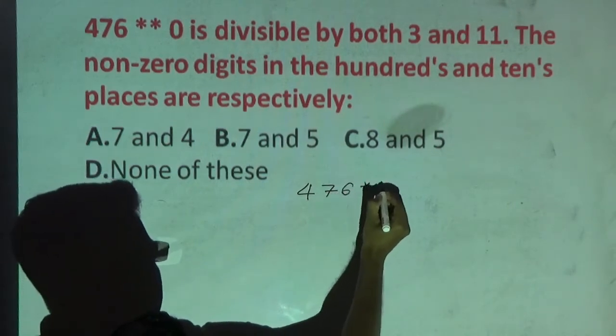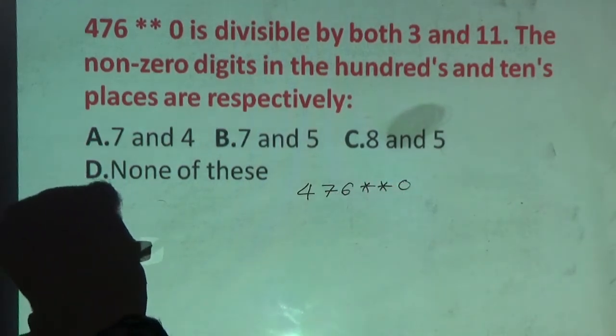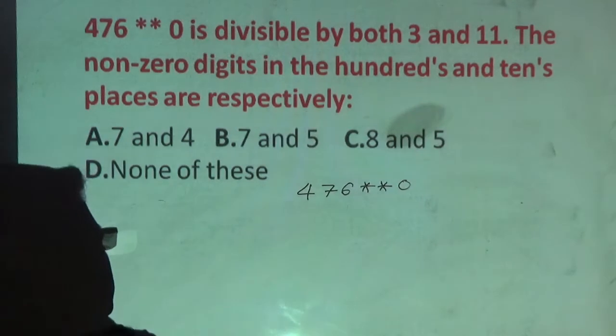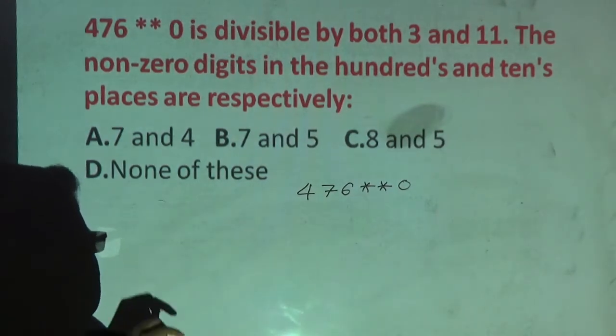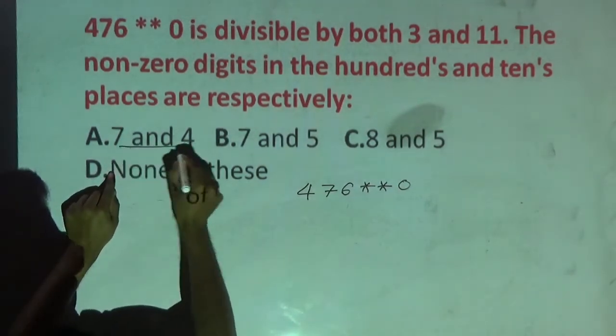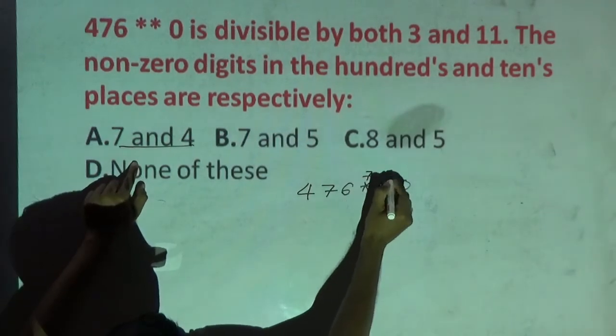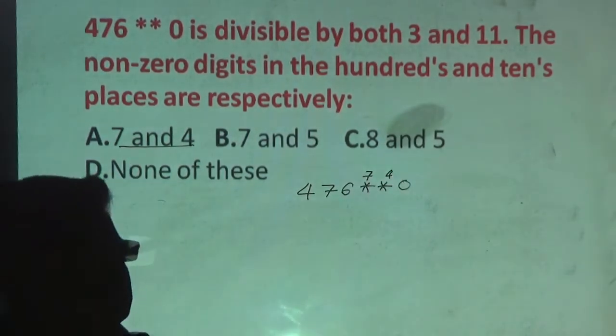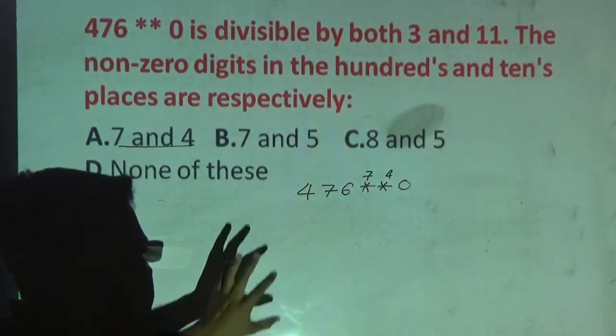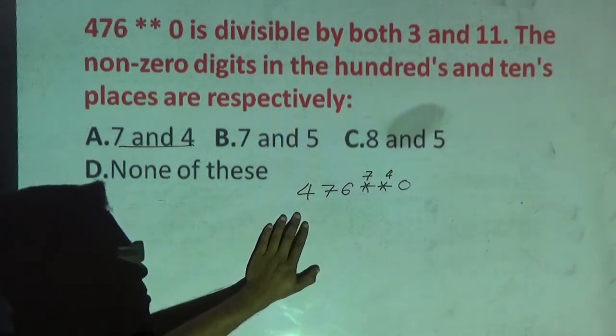476**0. But this number should be divisible by both 3 and 11. So let me check. Option A is 7 and 4. If I put 7 and 4 here, let me check whether it can be divisible by 3 and 11. First, divisibility by 3. What does the rule say?